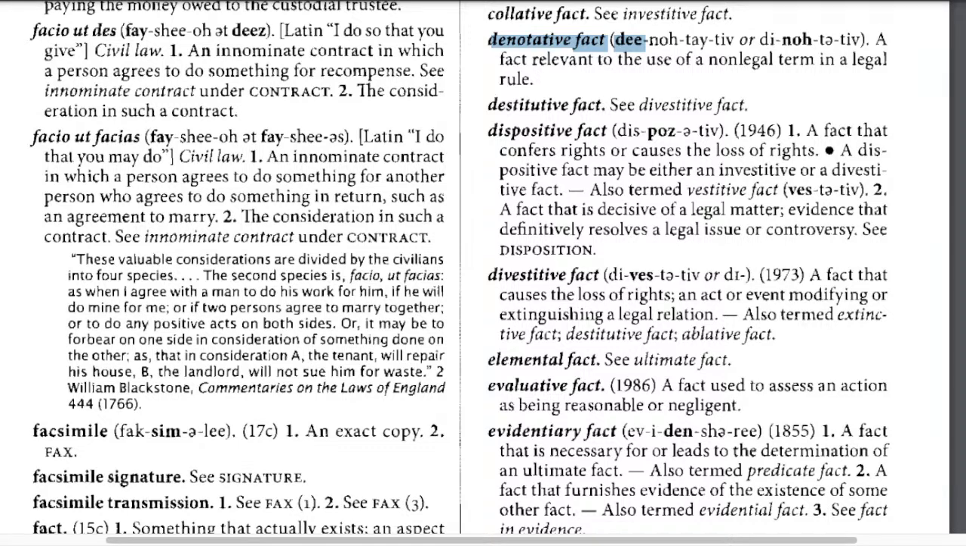Denotative fact. A fact relevant to the use of a non-legal term in a legal rule. Hey, I like that one. So an interesting thing would be to see if we could come up with a list of denotative facts about a particular subject matter. I'd be interested in seeing examples of some of these. A fact relevant to the use of a non-legal term in a legal rule.